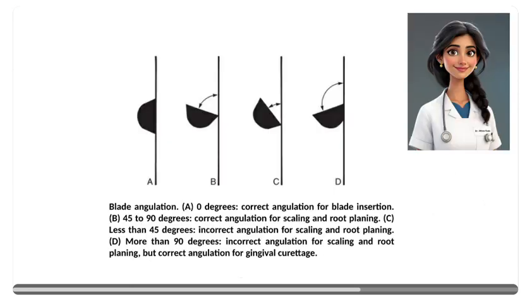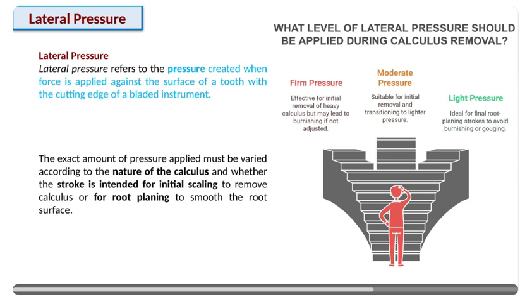Blade angulation is crucial for effective dental procedures. At 0 degrees, it's ideal for blade insertion. For scaling and root planing, maintain between 45 to 90 degrees. Angles less than 45 or more than 90 degrees are incorrect for these procedures, though more than 90 degrees is suitable for gingival curettage. Lateral pressure is crucial in dental instrumentation.